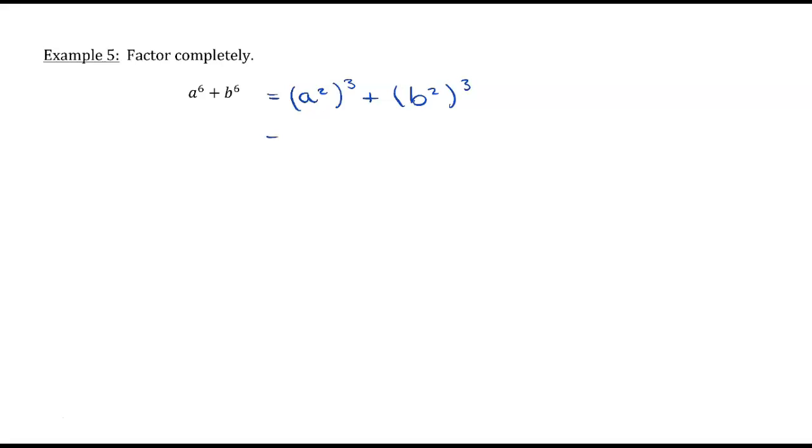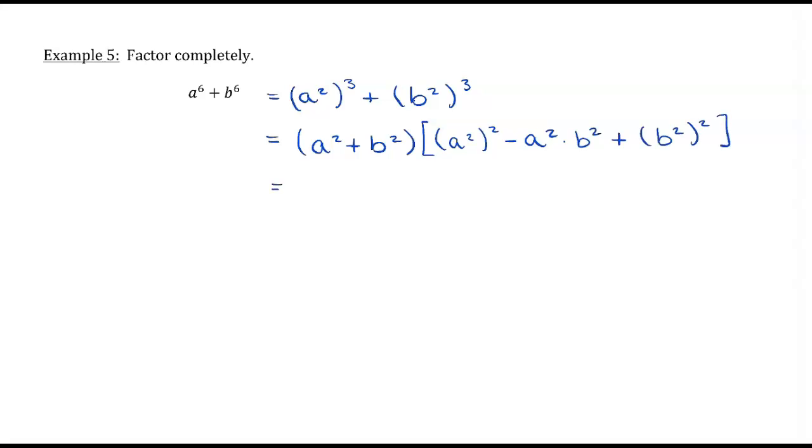Now this will factor as a squared plus b squared times a squared squared minus a squared times b squared plus b squared squared. Cleaning this up, we have a squared plus b squared times a to the 4th minus a squared times b squared plus b to the 4th. And that polynomial is factored. Let's take a look at one more example.